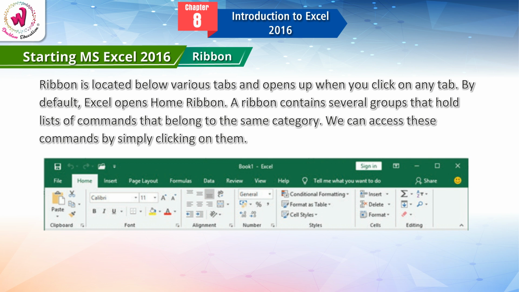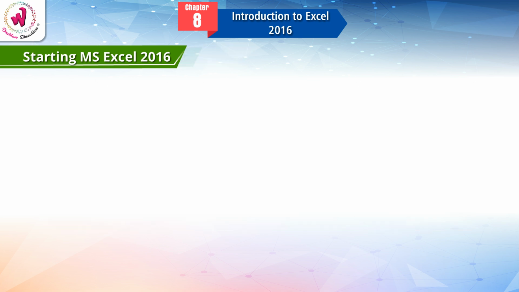Ribbon. Ribbon is located below various tabs and opens up when you click on any tab. By default, Excel opens Home ribbon. A ribbon contains several groups that hold lists of commands that belong to the same category. We can access these commands by simply clicking on them.